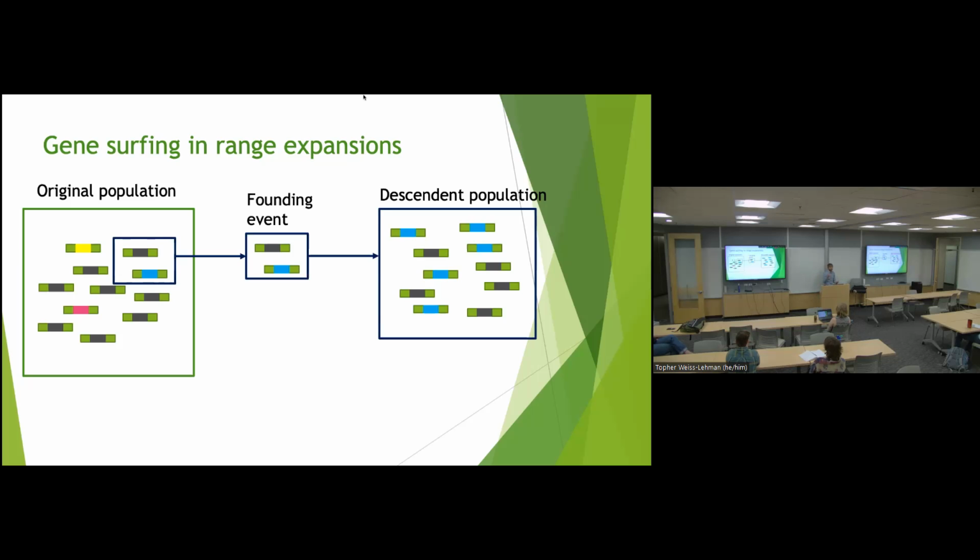And this can arise purely due to random chance, as a sort of sampling process. And why this is so important in range expansions is because, as I said, through time, that edge population, essentially each generation represents a new founding event.